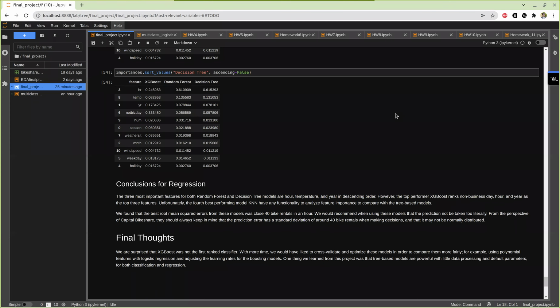And so this is our analysis and our modeling of the bike share data.